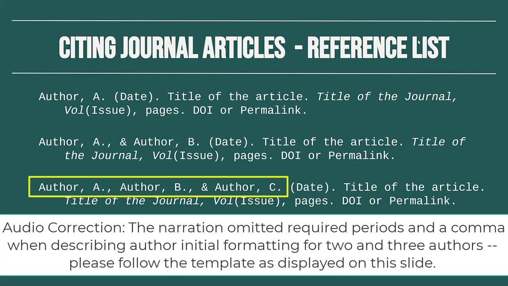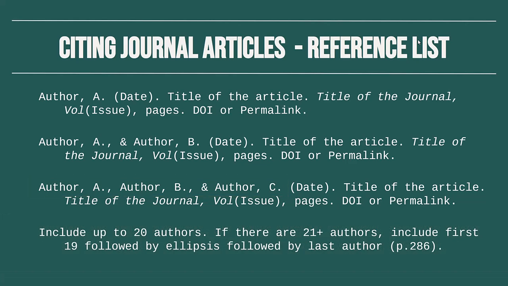If you have over 20 authors, you'll include the first 19 authors using the last name, comma, first initial, comma format. After the 19th author, you'll include an ellipsis and then the last author's last name, followed by the last author's first initial, followed by a period.